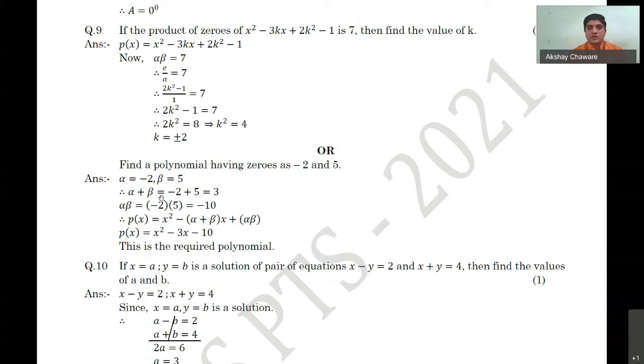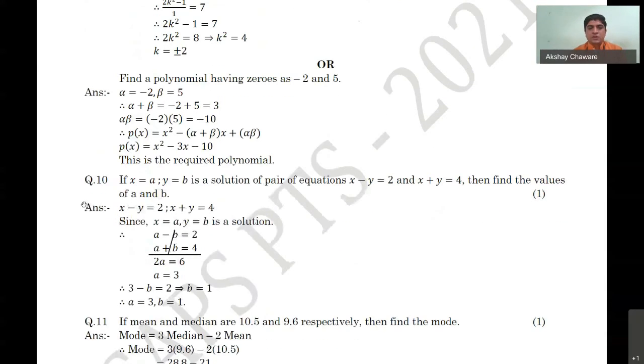Alpha plus beta is minus 2 plus 5, that is 3, and alpha into beta is minus 10, and we know p of x is equal to x square minus alpha plus beta x plus alpha into beta, and we will get the required polynomial as x square minus 3x minus 10.